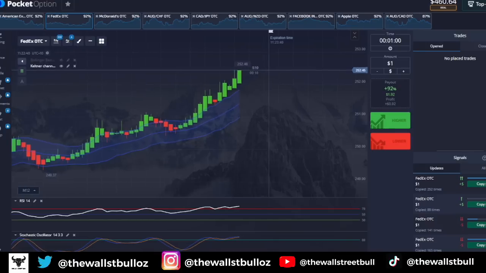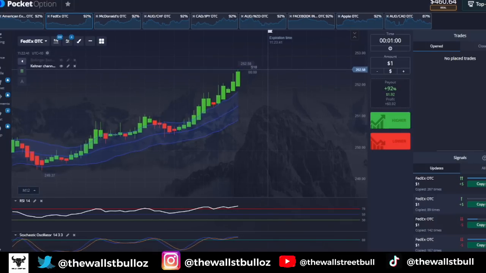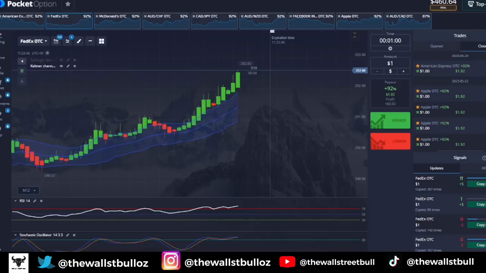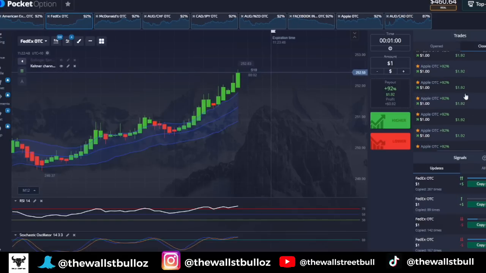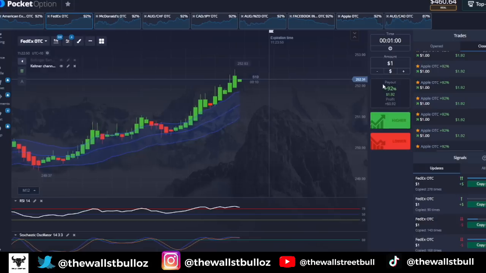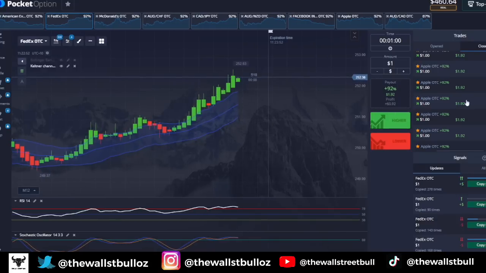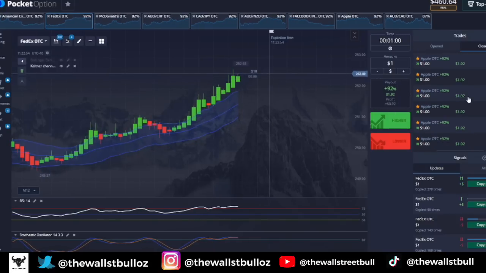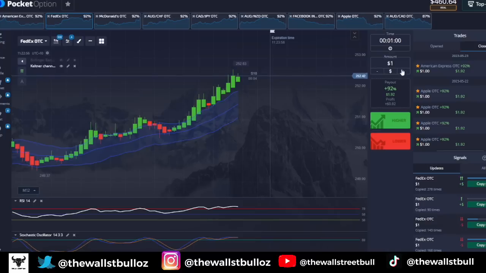Now, obviously, I've been playing around with this platform for a long time now. I've made some crazy returns, as you can see right here on the right-hand side. These are 92% payouts. So obviously I was playing around with it last night. I did a lot, and I'm just going to show you now on dollar trades.